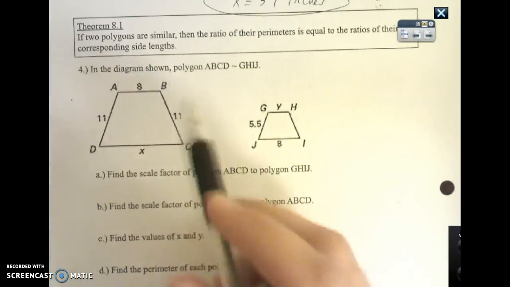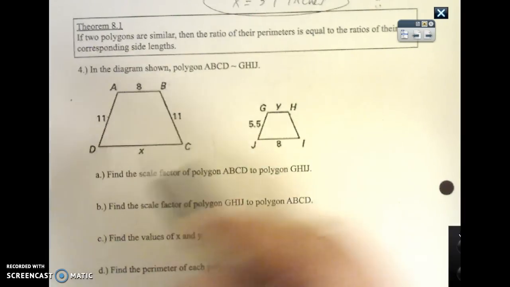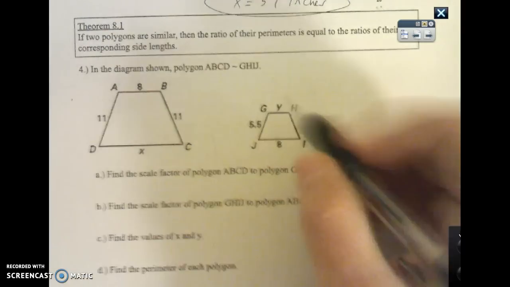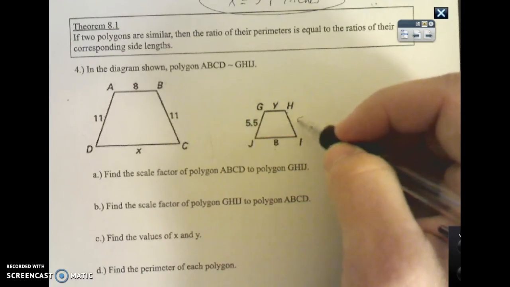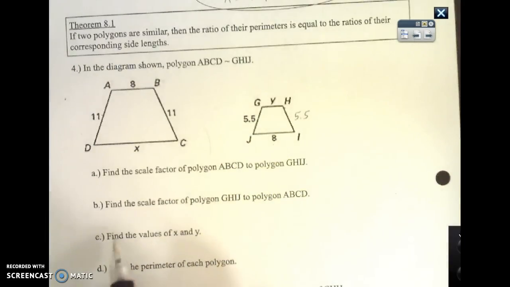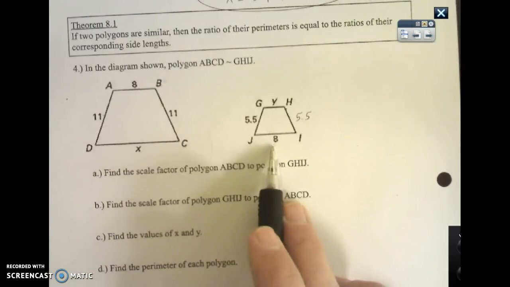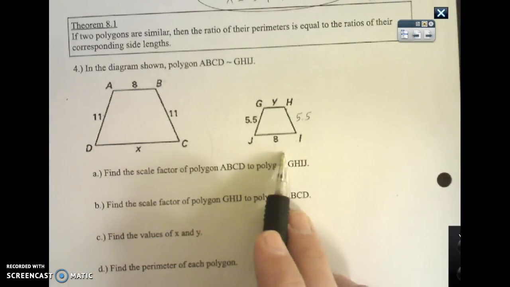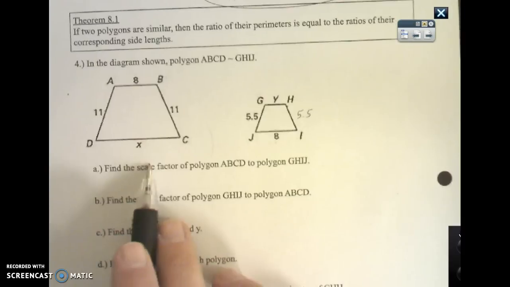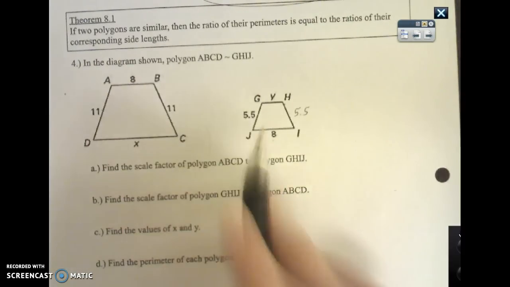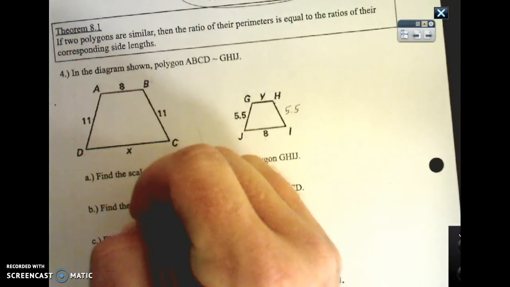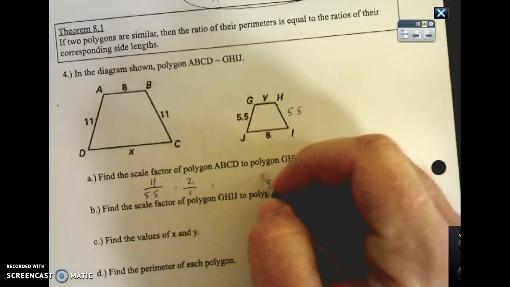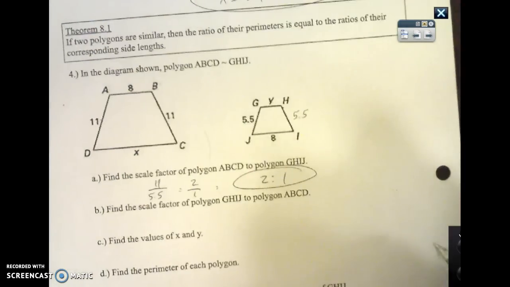In the diagram below are shown polygon ABCD, is similar to GHIJ. Alright, so 11, 11, 8, x, y, 8. If this is 5.5, this has got to be 5.5. Find the scale factor of polygon ABCD to polygon GHIJ. So I'm going to pick a side from over here and compare it to a side over there. How do I know what order to do that in? Well, this one first, hence this one goes on top. So I'm going to pick 11 because the one over here I have a number for as well. 11 over 5.5, which reduces to 2 over 1. So we can say a 2 to 1 ratio.